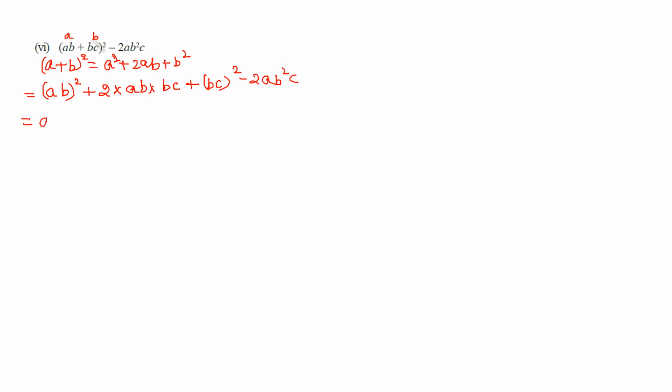So (AB) whole square will give me A square B square plus 2AB square C plus B square C square minus 2AB square C.